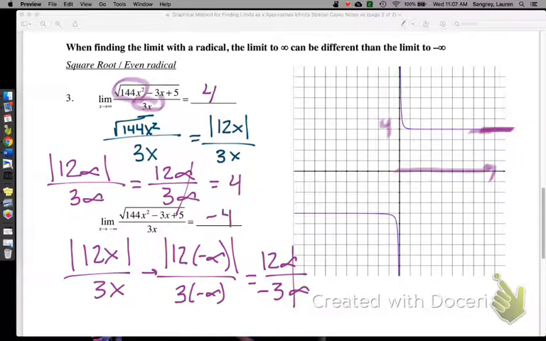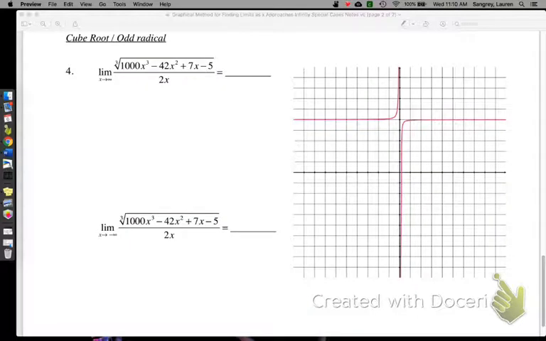And as you look at the graph, as we approach the left and our x numbers get really small, you can see that our function is approaching -4.